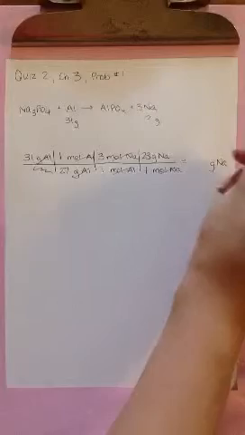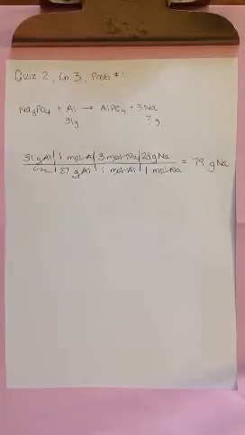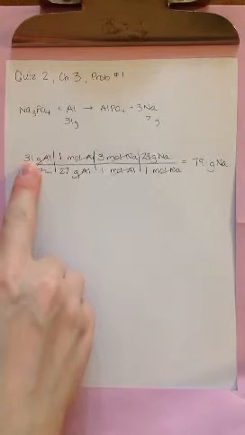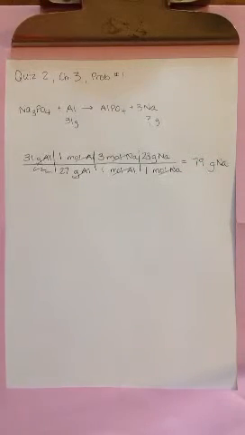I get 79.2. The reason I'm only writing 79 is because when I look at the number I started with, it was 31. That's 2 significant figures. So this number should also have 2 significant figures.